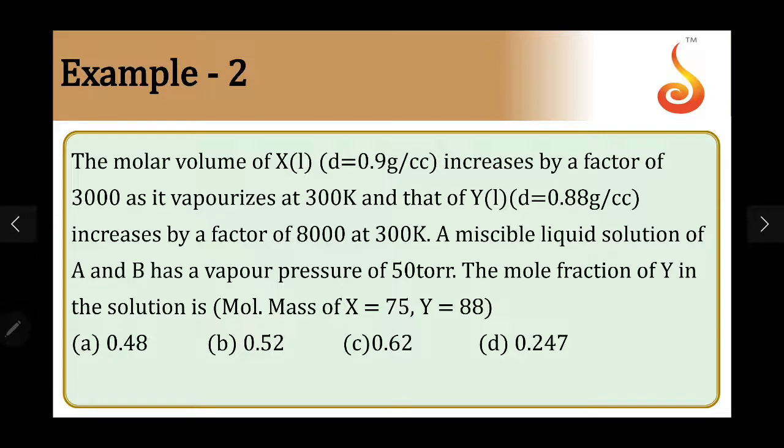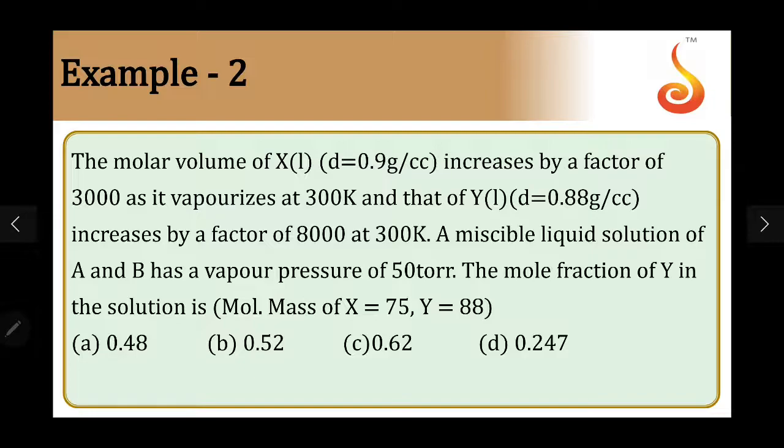Example 2. The molar volume of X, which is a liquid having density 0.9 gram per cc, increases by a factor of 3000 as it vaporizes at 300 Kelvin. Same way, another liquid Y, having density 0.88 gram per cc, the volume increases by a factor of 8000 when it vaporizes at 300 Kelvin. An ideal liquid solution formed from X and Y will have a vapor pressure of 50 torr. What is the mole fraction of Y in the solution? So molecular masses are given, 75 and 88.